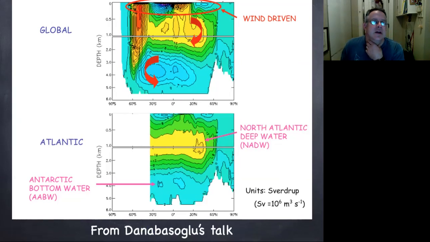It looks like this. You see some stuff up here that's like the wind-driven stuff, like Ekman and things. You see a big overturning cell here in the Southern Ocean. You see a big overturning cell over here, the North Atlantic deep water in the North Atlantic. And you see another overturning cell over here in the Antarctic bottom water. These arrows help you remember which sign is going to which direction.